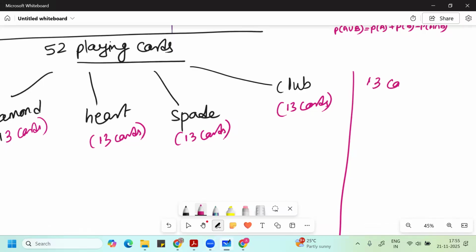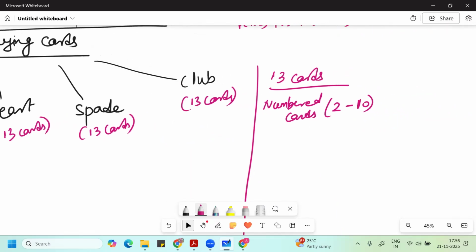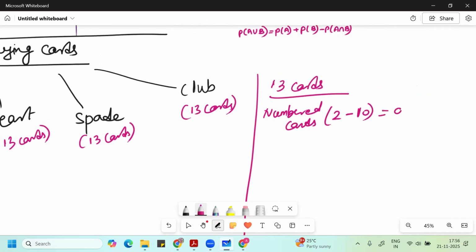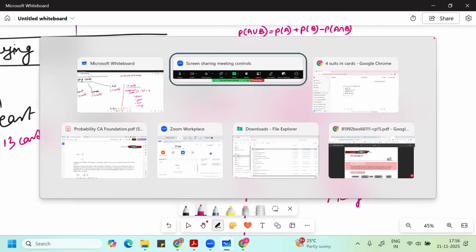When we talk about these 13 cards, you have numbered cards from 2 to 10, which means 2, 3, 4, 5, 6, 7, 8, 9, 10. So you have nine numbered cards. Then you have one queen, one jack, one ace, and one king. This is how your 13 card arrangement is.